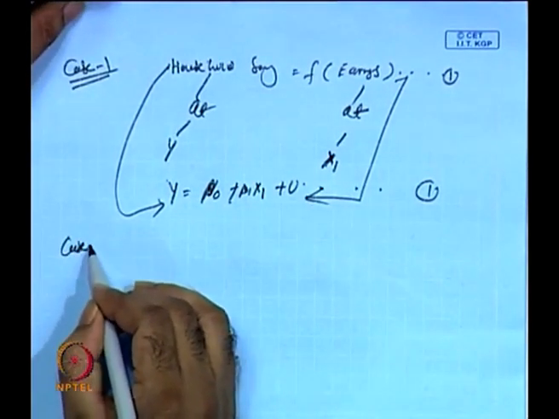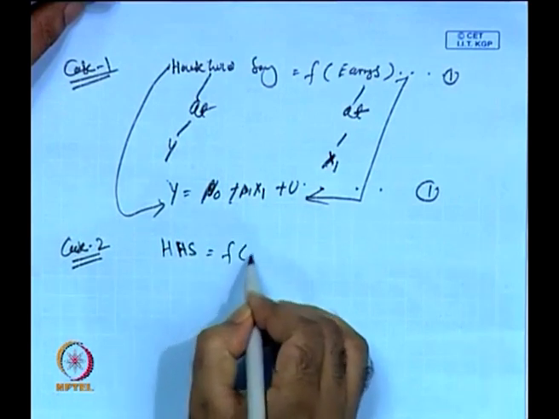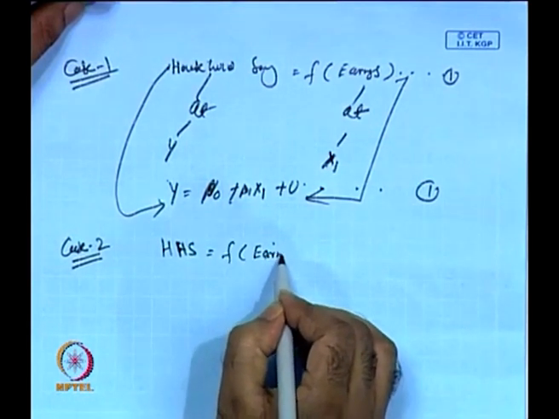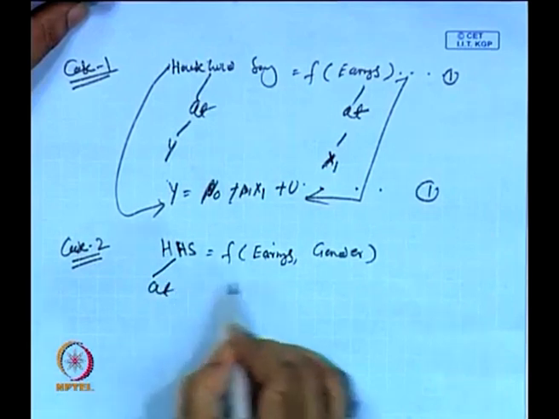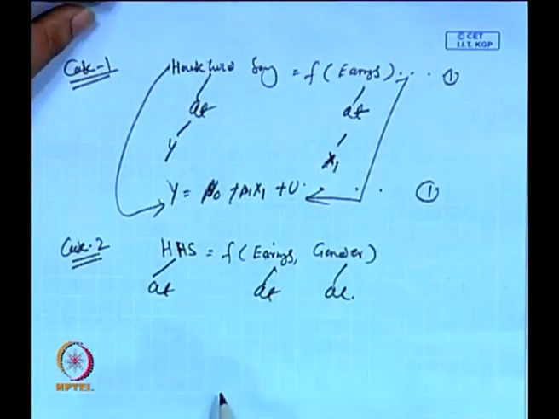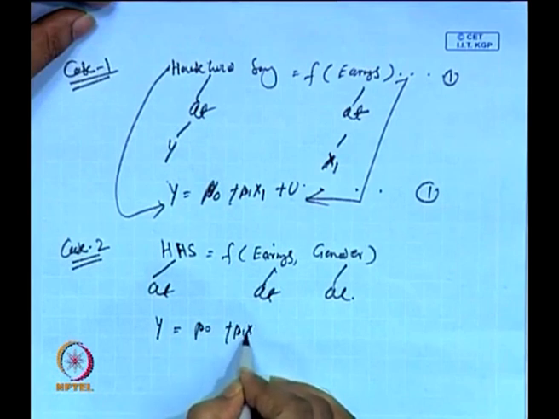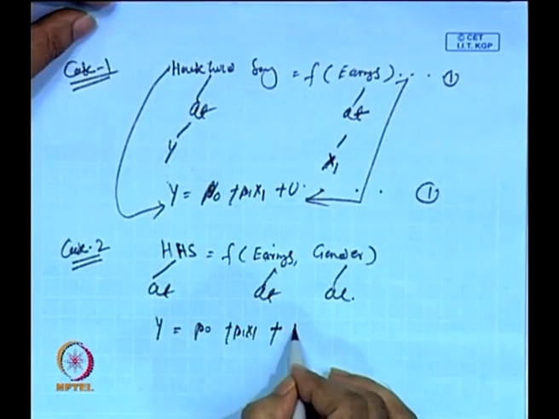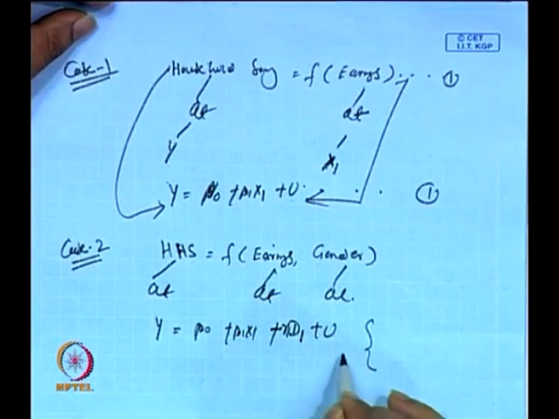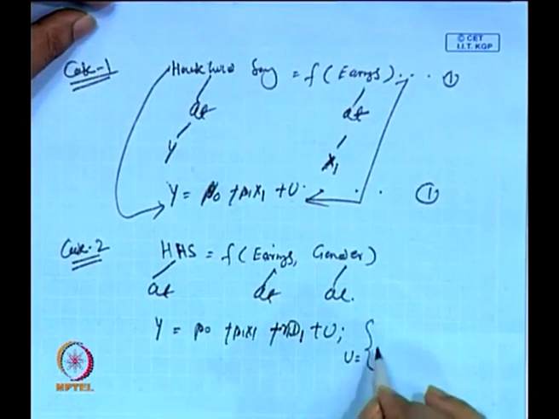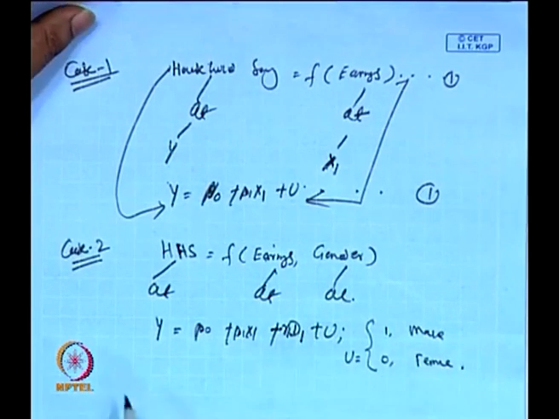Now we will have case 2, where I put household saving as a function of earnings and gender. Earnings is quantitative, gender is qualitative. So I will write it this way: y equal to beta 0 plus beta 1 x 1 plus gamma 1 d 1 plus u, provided the condition that d 1 equals 1 for male and 0 for female. So now this is case 2.